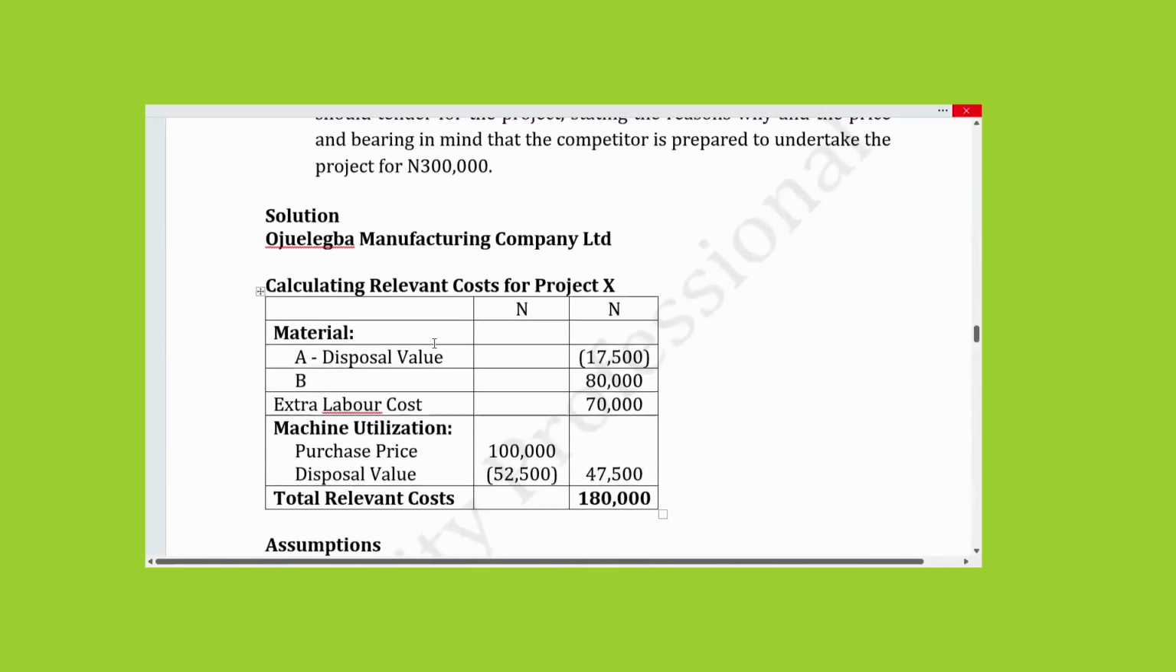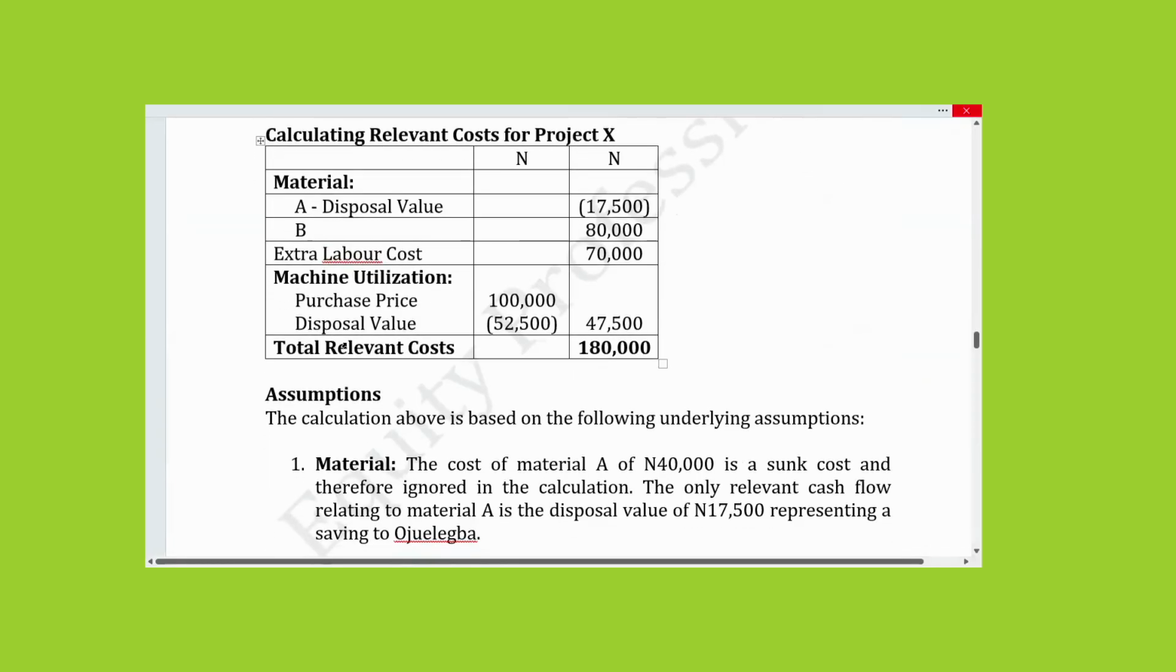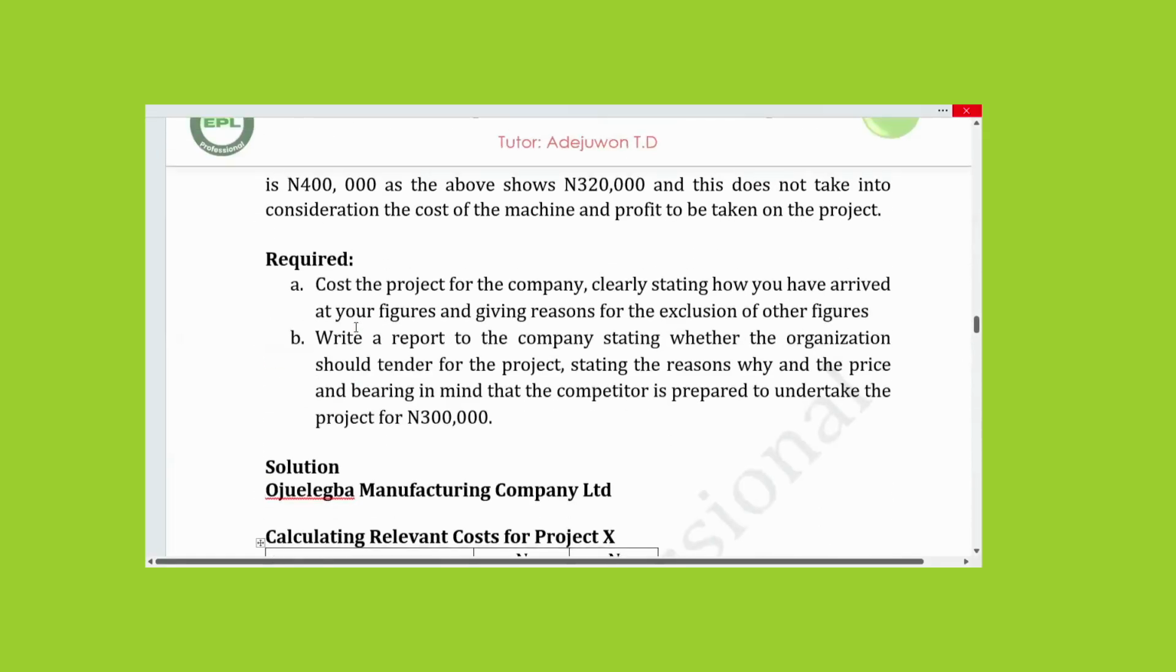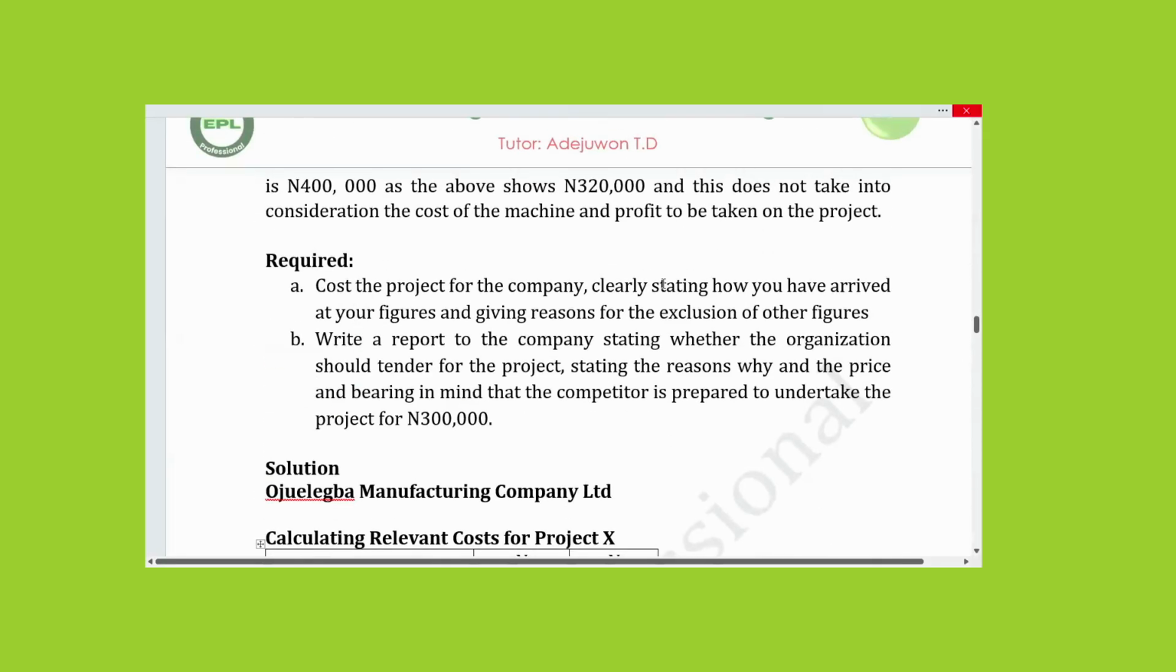Right. So you recall that in our last class on relevant costing, when we were solving the question on Ojuelegba Manufacturing Company Limited, the total relevant cost we computed was 180,000 naira, okay? And then, of course, we stated all our assumptions. Even though in the question, the examiner was asking that you should clearly state how you have arrived at your figures and the reason for the exclusion of other figures.